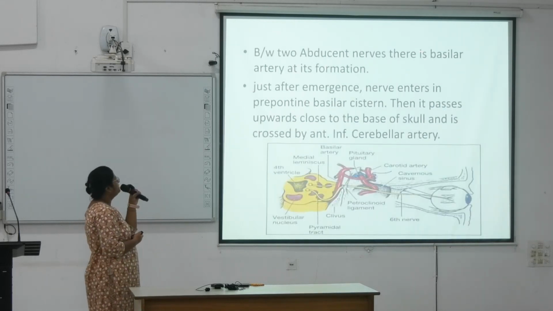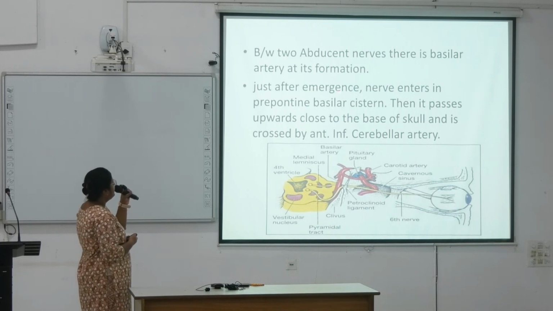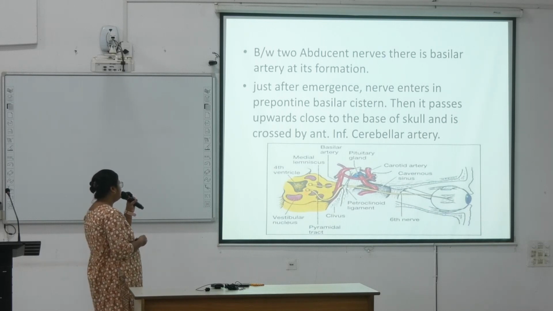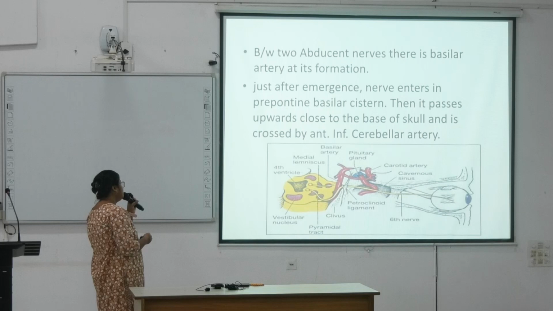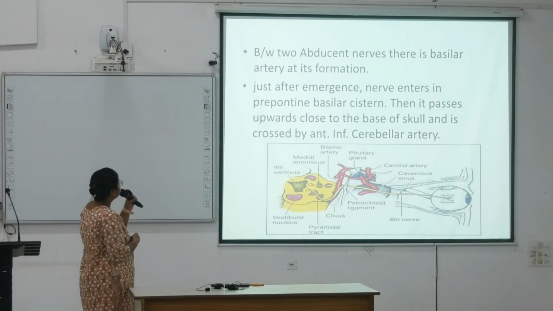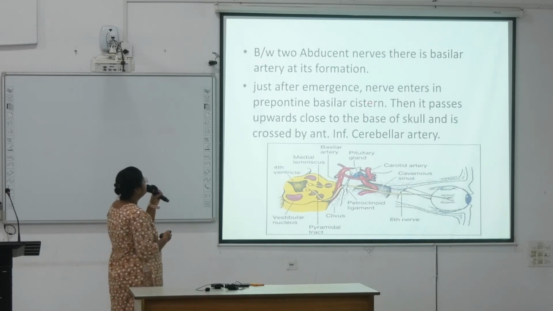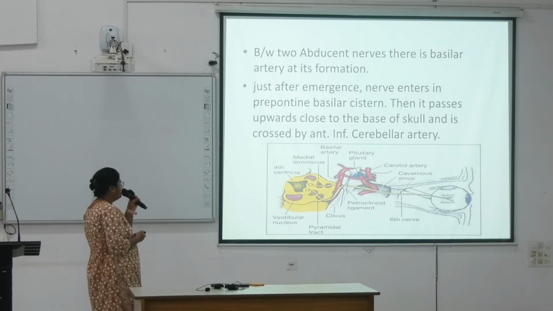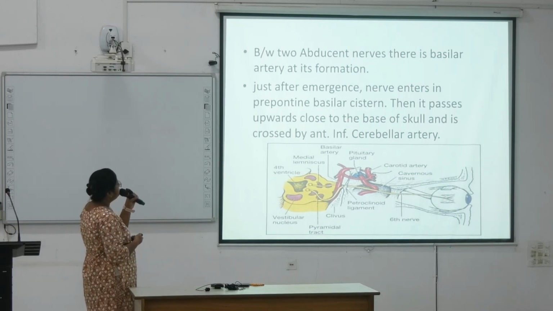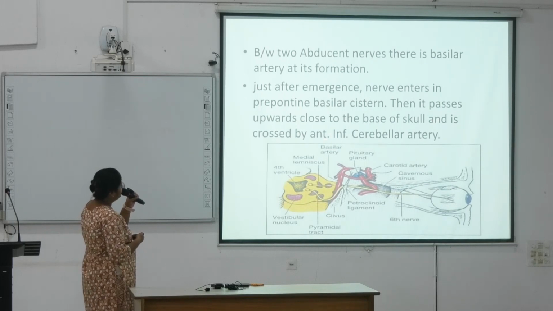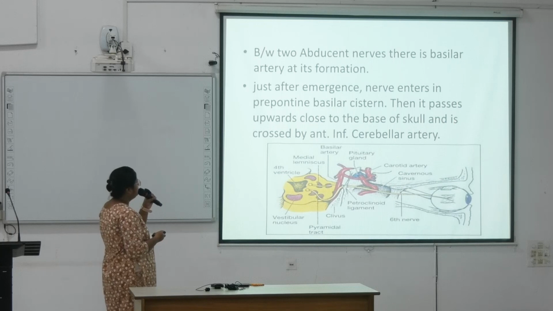Between the 2 abducent nerves, there is the basilar artery at its formation. Here is the abducent nerve of this side, this is the other side, and this is the basilar artery, here it is forming. Just after emergence, the nerve enters the prepontine basilar cistern, and then it passes upward close to the base of the skull and is crossed by the anterior inferior cerebellar artery.